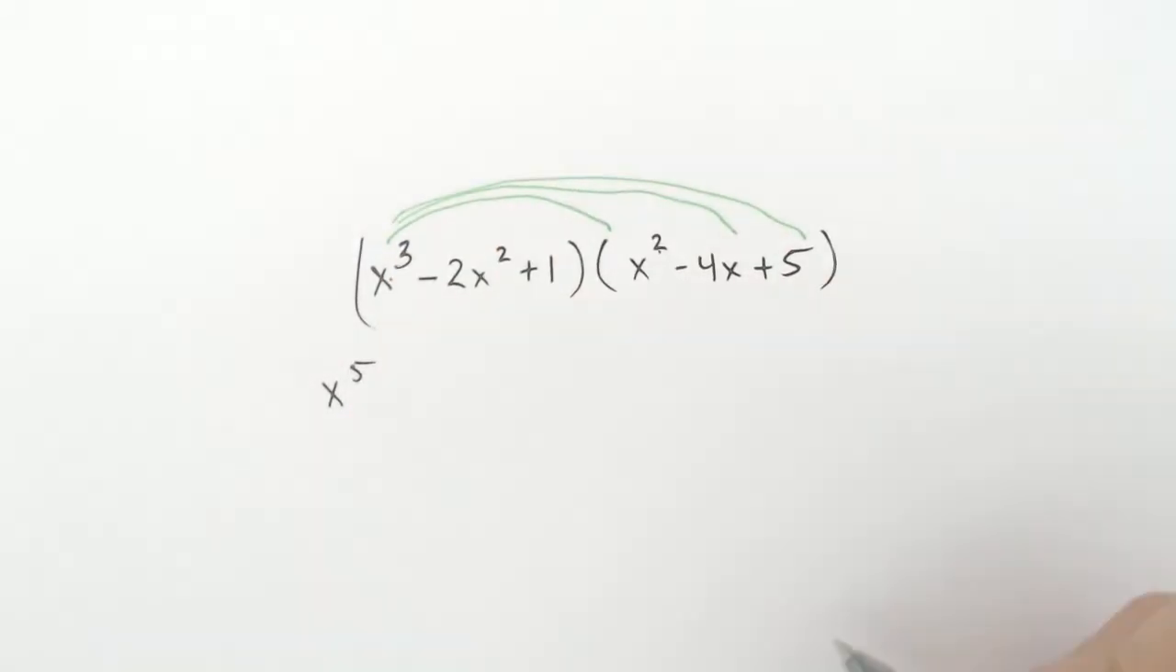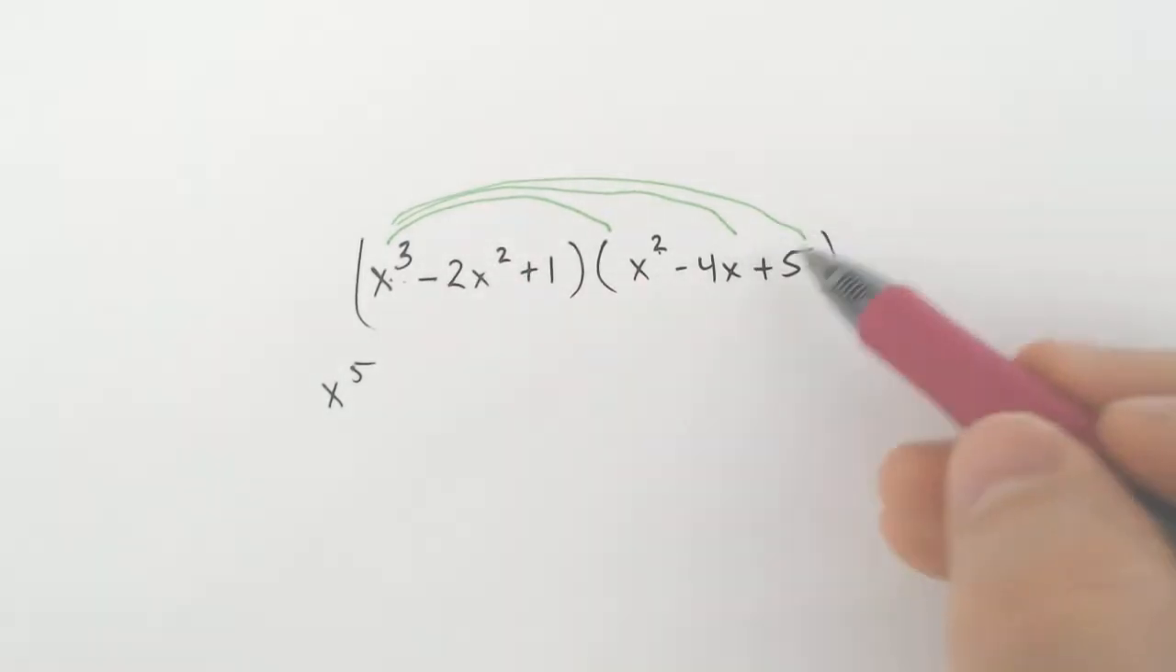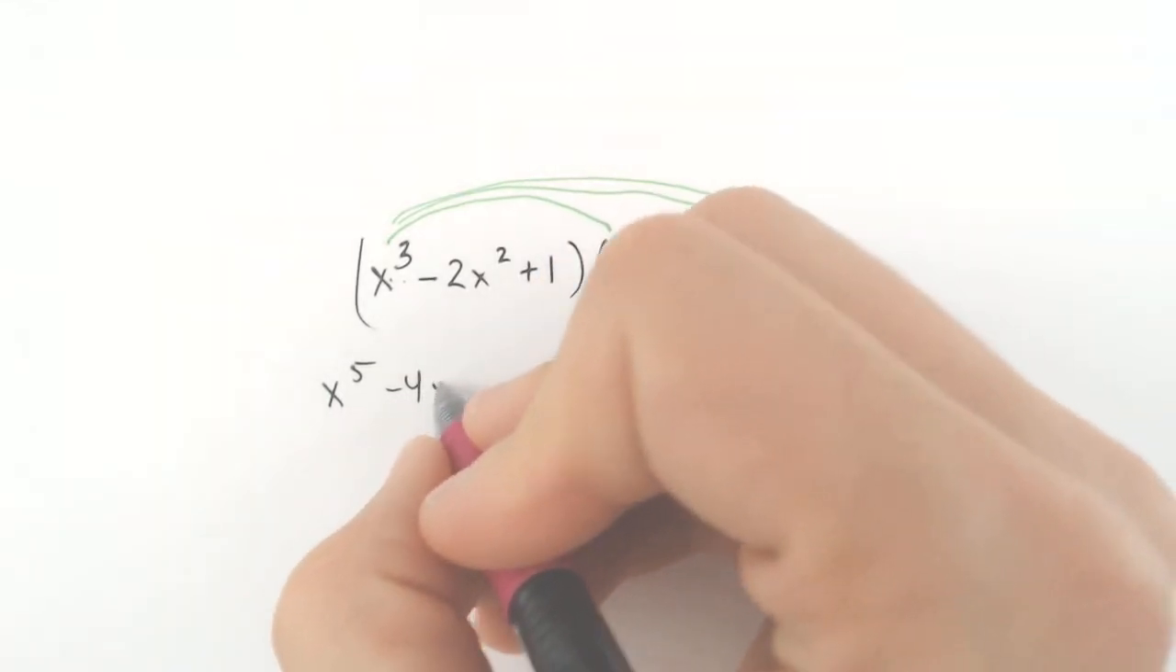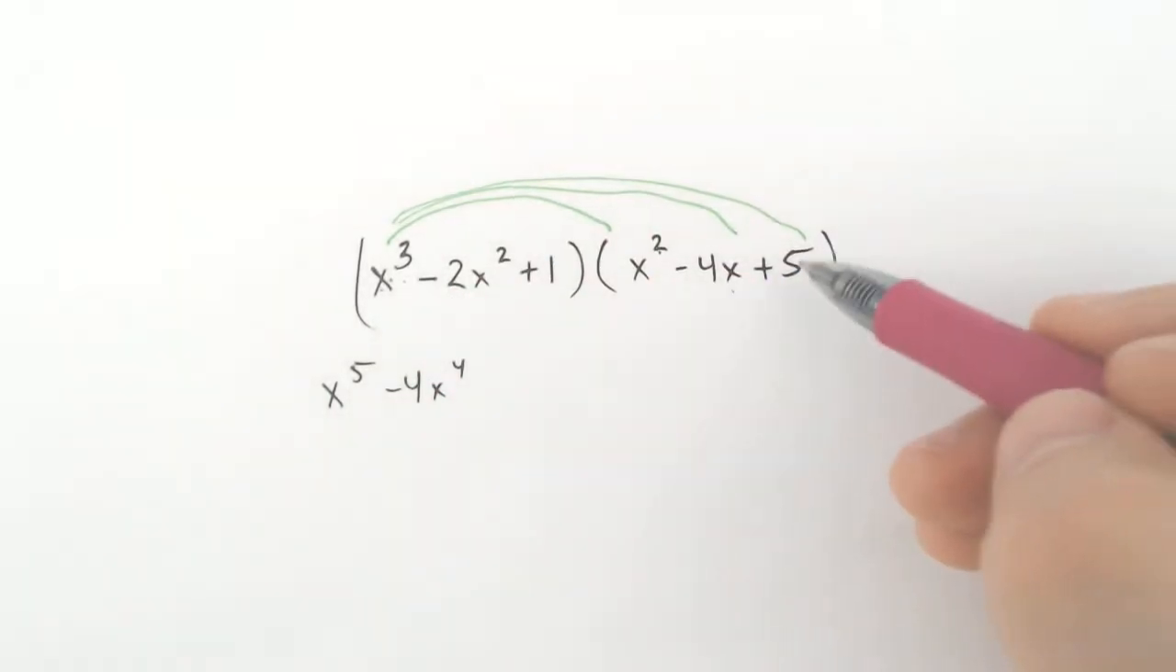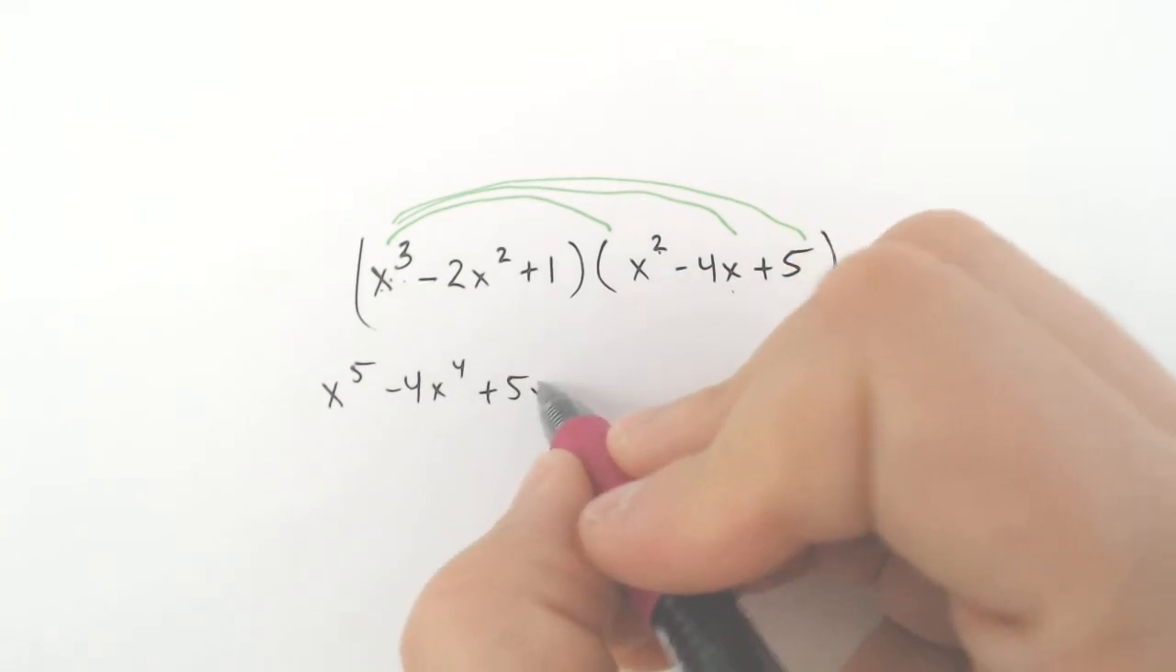X to the third times x squared is x to the fifth because we add our exponents. X to the third times negative 4x is negative 4x to the fourth. X to the third times 5 is 5x to the third.